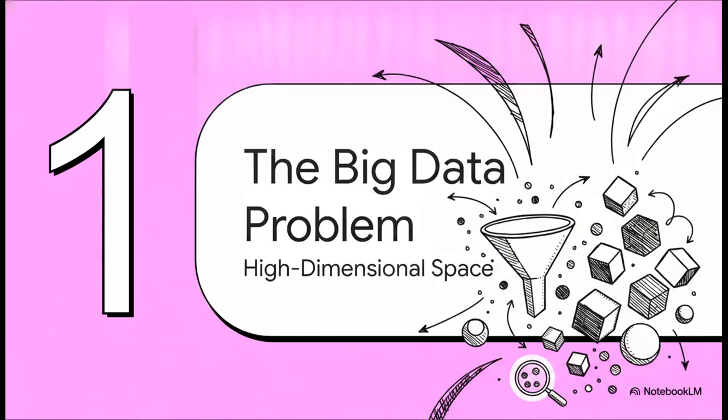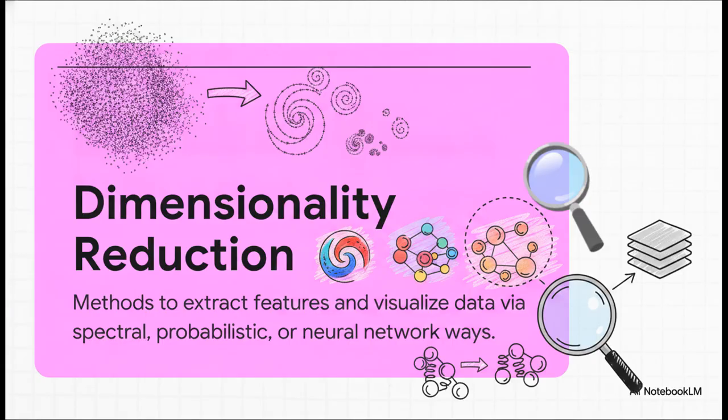Starting us off with Section 1, the big data problem, and navigating high-dimensional space. Navigating this massive, high-dimensional space is absolutely the foundational hurdle in modern data science. That is exactly where dimensionality reduction comes in. Now, these methods broadly fall into spectral, probabilistic, and neural network categories, but our focus today is zooming in specifically on probabilistic neighbor embedding. Basically, these are techniques that try to figure out which data points are neighbors out there in that massive space, and then recreate that exact same neighborhood on a much smaller, visible map.